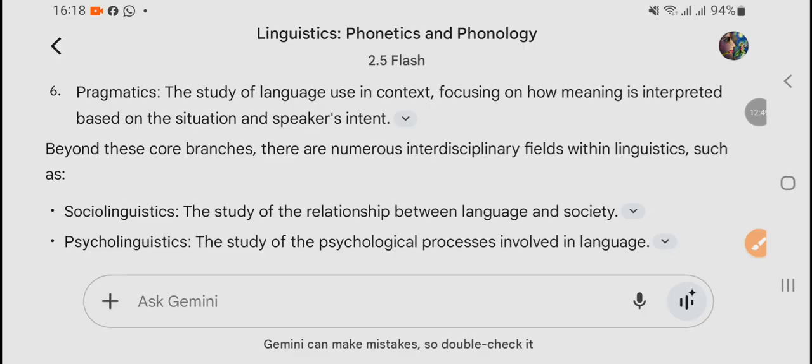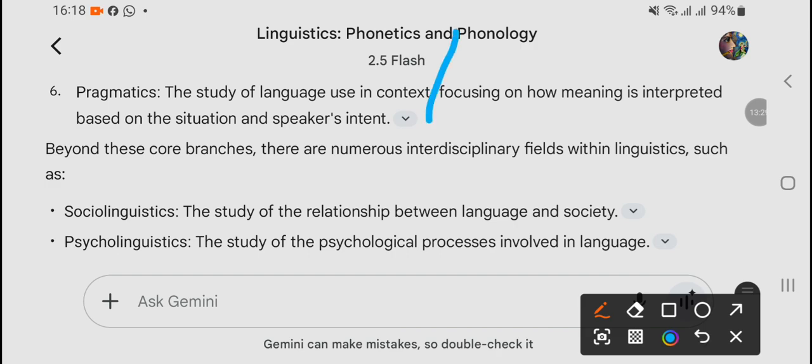When I talk to the student I will say, okay, which school are you from? So she will tell, I am from St. Paul's, right? And if I ask the student's younger sister, which school are you from? That is different, formal, informal, and so many things. The question is the same, right? But the context is changed. So this comes under pragmatics, the study of language used in context, focusing on how meaning is interpreted based on situation and speaker's intent.